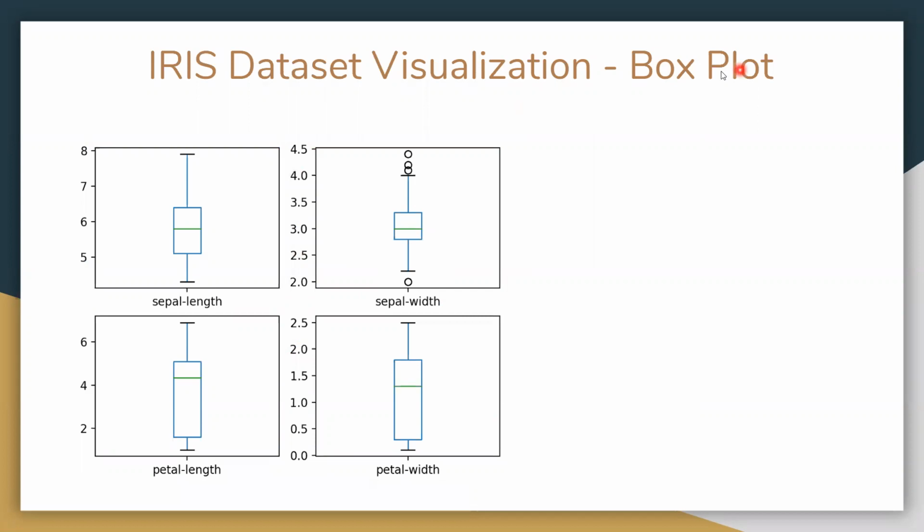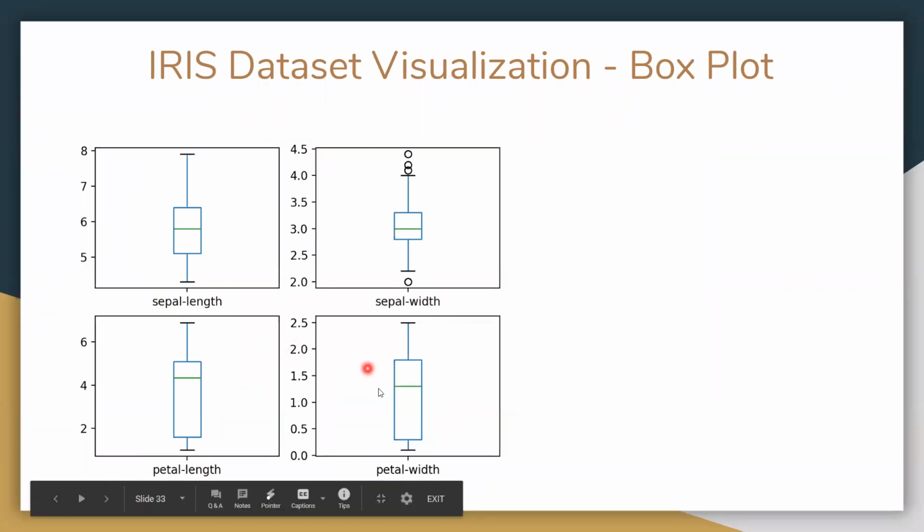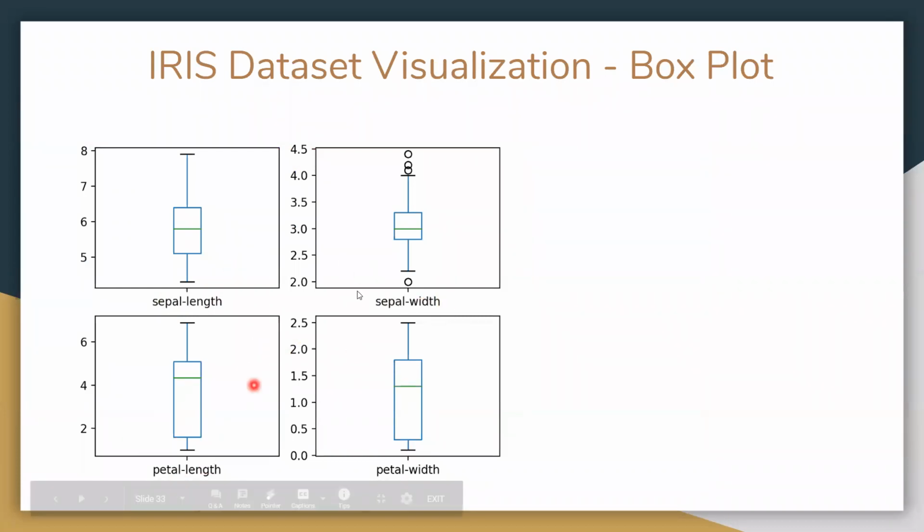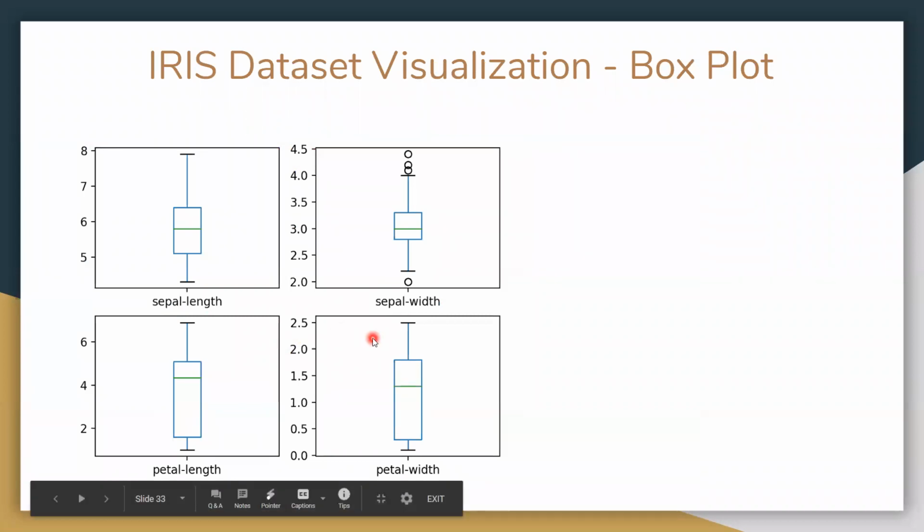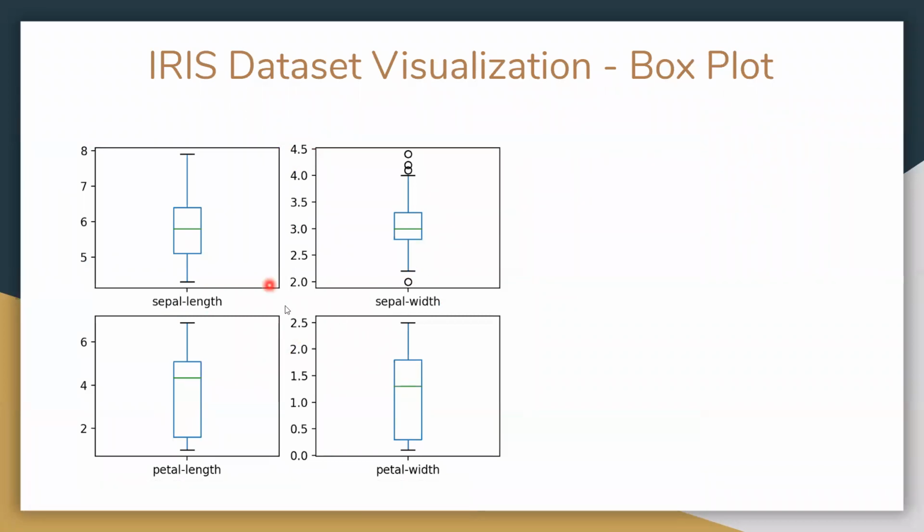This is the box plot. You are plotting based on the features. The first feature is sepal length, the second feature is sepal width, then petal length, petal width. You are doing box plots on the features. This is the importance of the features. This is part of your EDA, exploratory data analysis.